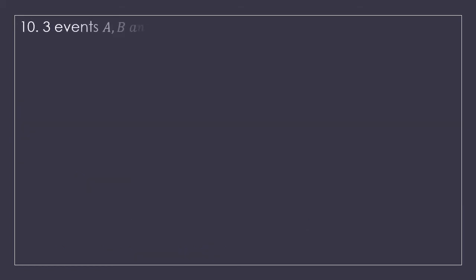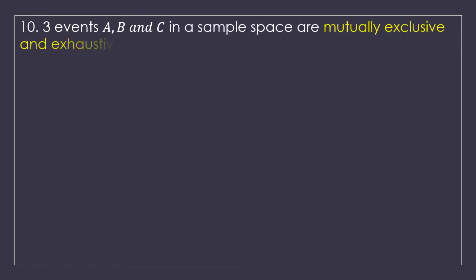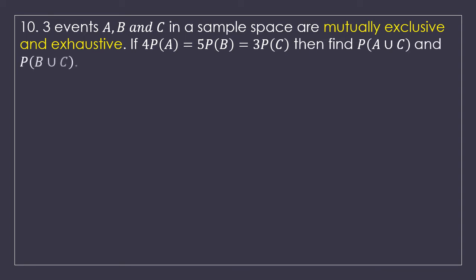question number 10. Three events A, B and C in a sample space are mutually exclusive and exhaustive. That means now we have to think about three events along a sum. If 4P(A) is equal to 5P(B) is equal to 3P(C), then find P(A union C) and P(B union C).